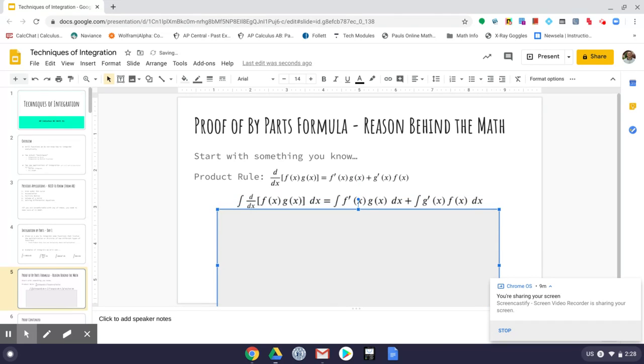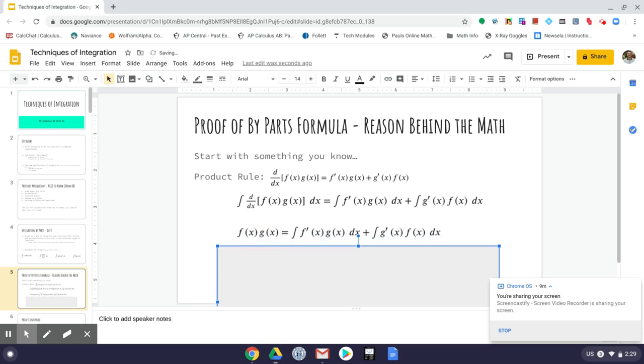So what if, instead of the derivative, I took the integral of both sides? I take the integral of the left-hand side, the integral of the derivative of f of x g of x, and that's going to equal the integral separately of those two other pieces on the right-hand side. The integral of a sum is really the sum of the two integrals. So all I did was take the integral of both sides and clean it up a little bit.